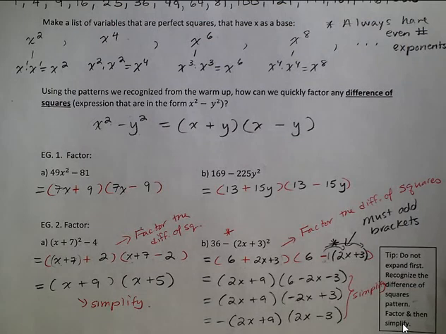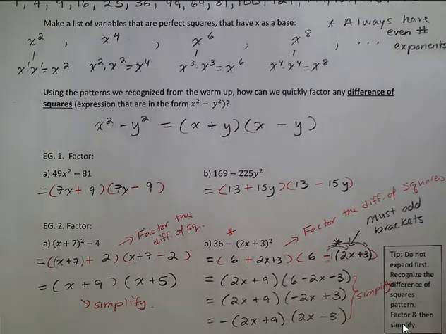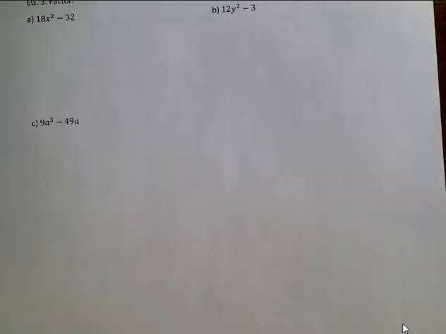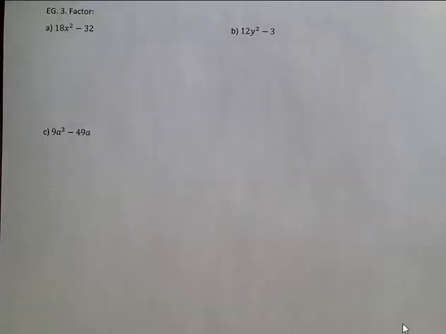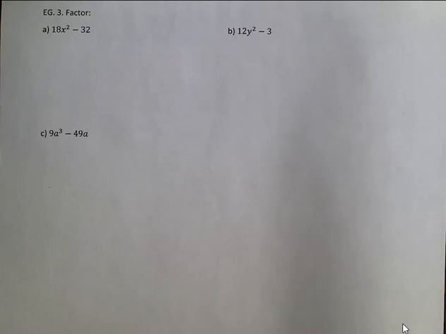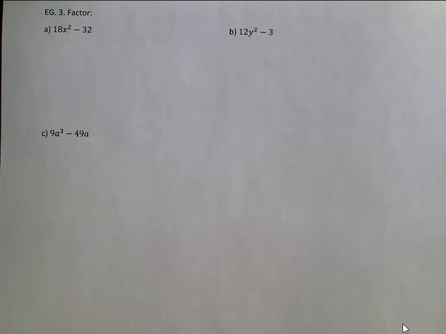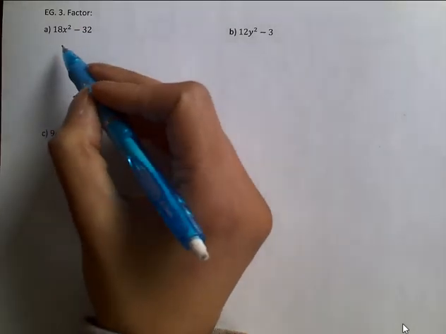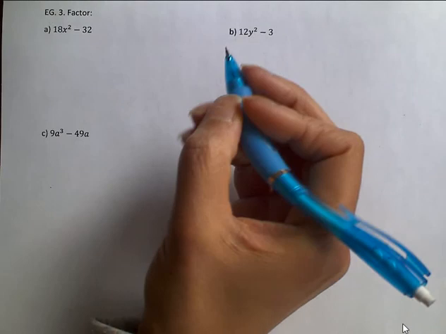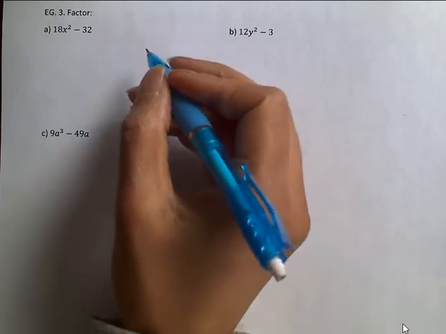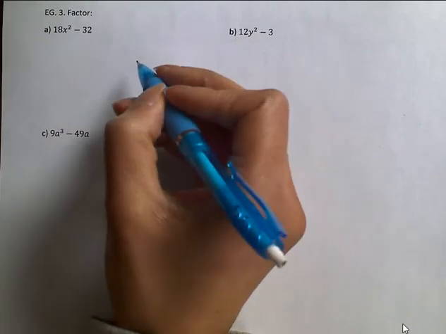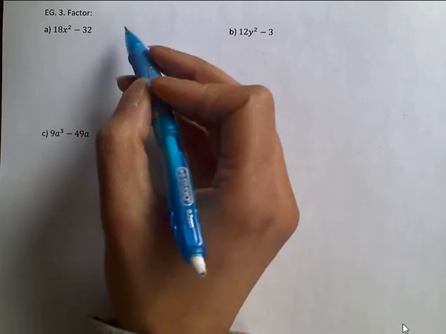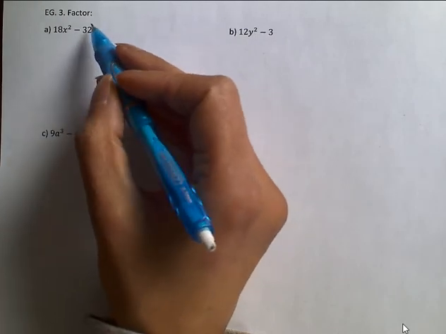Okay, we're going to do some questions on the back now. Okay, so example 3 says to factor, and A says 18x squared minus 32. Now, this is not a difference of squares. However, it is a binomial, and you might think it kind of looks like a difference of squares, but it isn't because 18 is not a perfect square, and neither is 32.